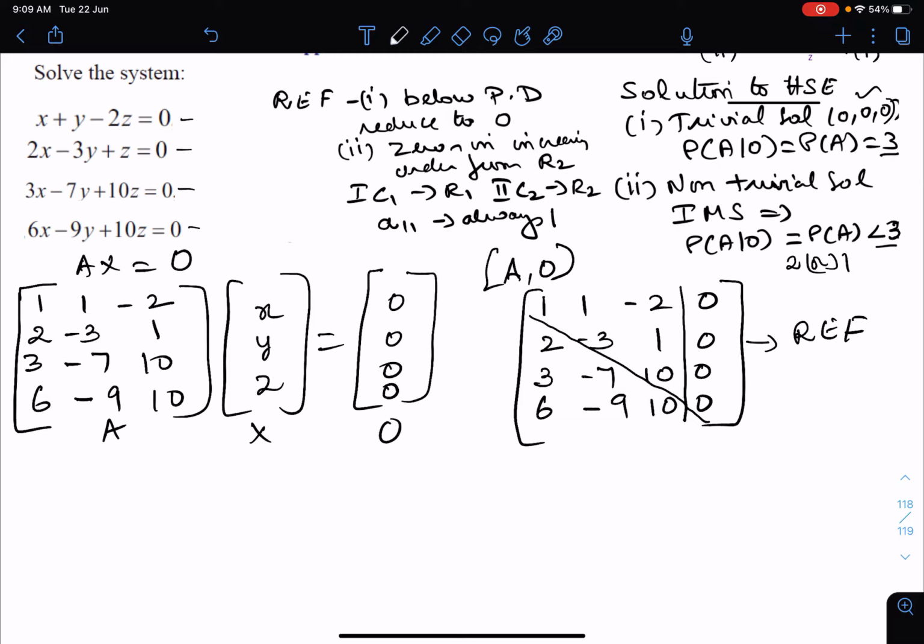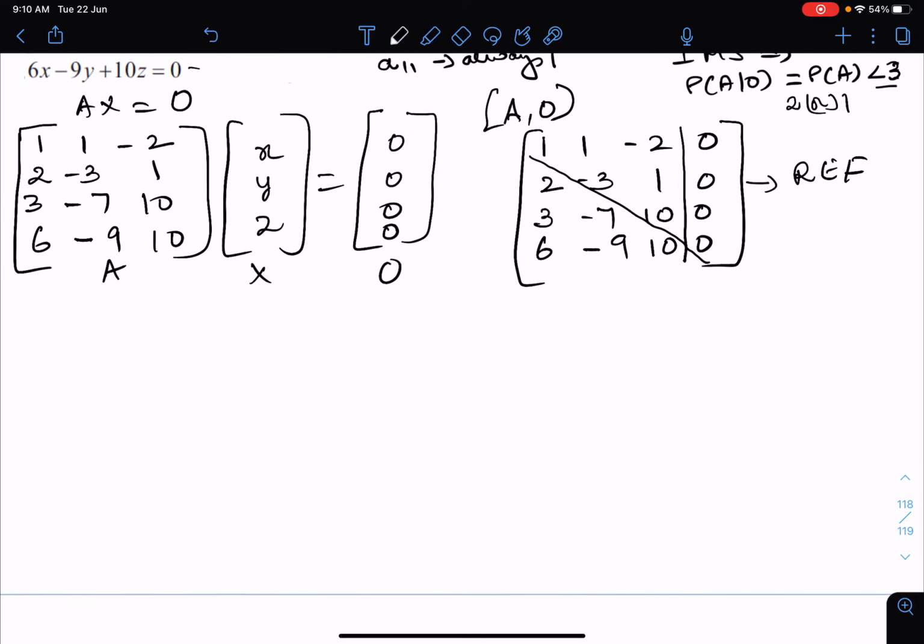For row echelon form also I have given you the hints. What are they? First, below the principal diagonal, reduce all the elements to 0. And when you are reducing the zeros, they will be in increasing order starting from row 2. If in row 2 it is 1, in row 3 it will be 2, and in row 4 it will be 3, increasing or equal. And when you reduce the elements in column 1, you get the help of R1. For column 2, you get the help of R2. When you go to column 3, you get the help of R3. And the first element should be 1. Here we have got a 1, so no problem. Now we can proceed into our problem.